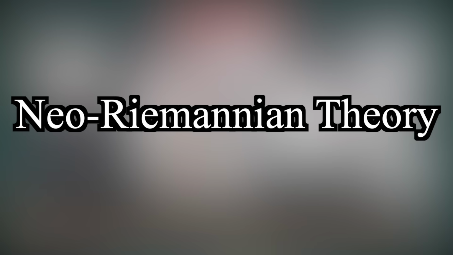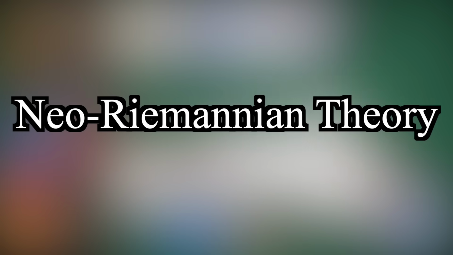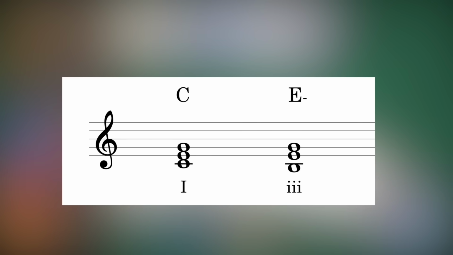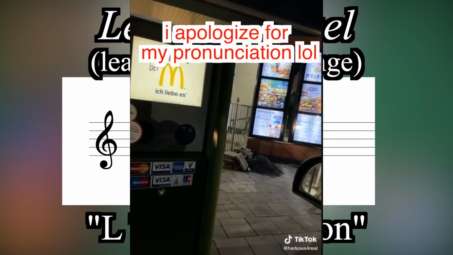This one is a bit too dense to fully explain in this video, but essentially it is a means of explaining chords relative to each other as a series of chromatic transformations. For instance, C major to E minor can be analyzed as simply lowering C major's root, called Leittonwechsel, or an L transformation. I don't understand German.